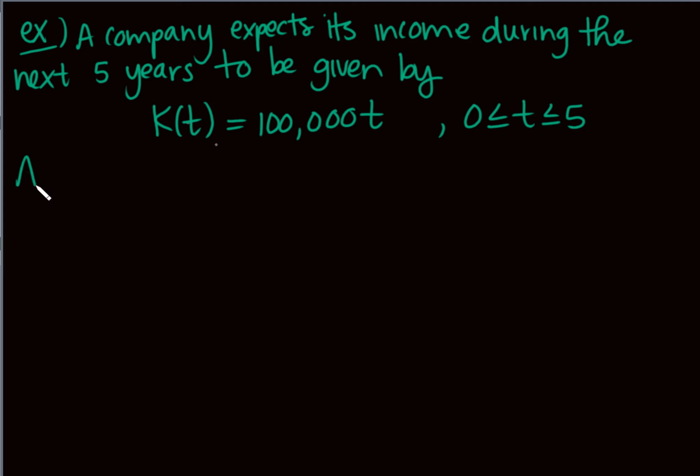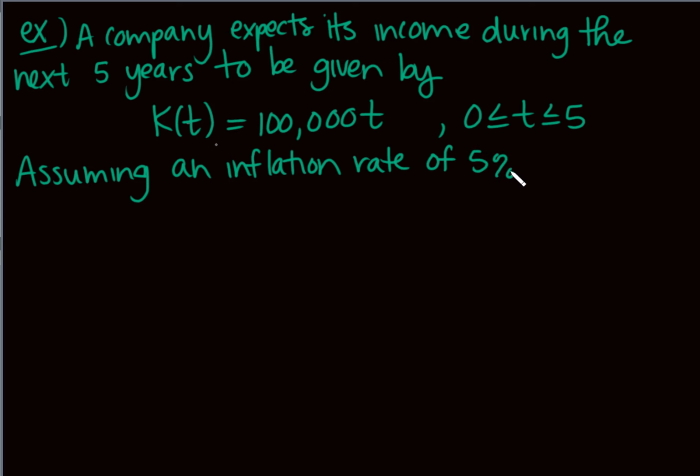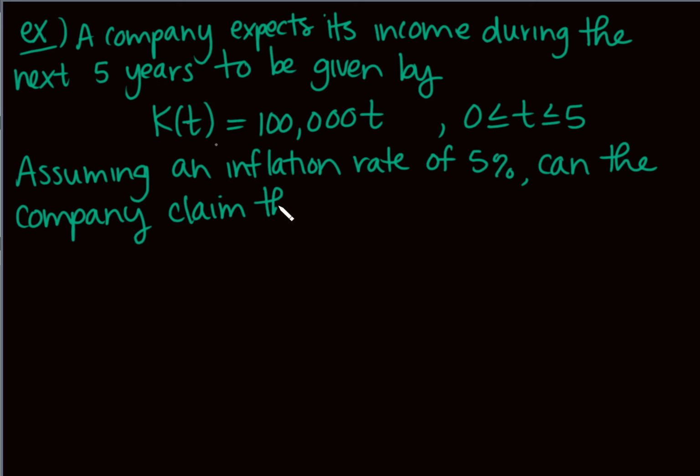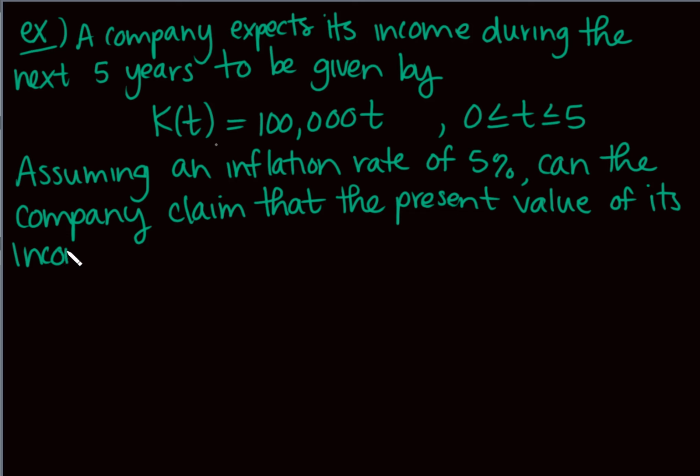So, assuming an inflation rate of 5%, can the company claim that the present value of its income is at least $1 million?